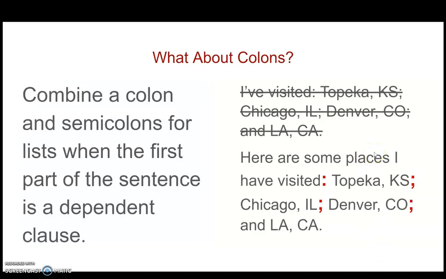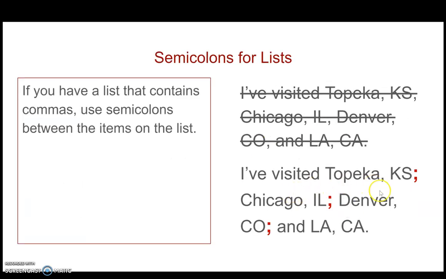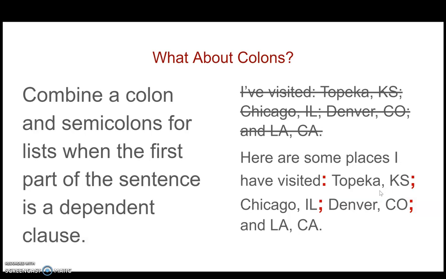So another question I sometimes get when students are setting up a list like this. So here we have a list: I visited Topeka, Kansas, blah, blah, blah. Another way you can set up a list is also to use a colon. You can set up these lists by combining a colon and semicolons for when you have a dependent clause beginning the sentence. So instead of saying "I visited," that's an independent clause, so we don't want to use a colon here. Instead, "Here are some of the places I have visited," colon, and then you have your list.